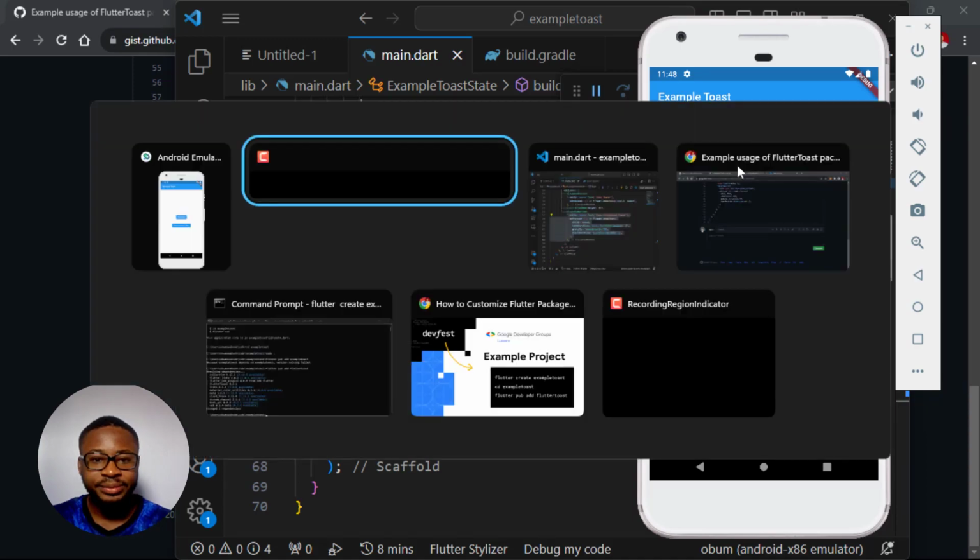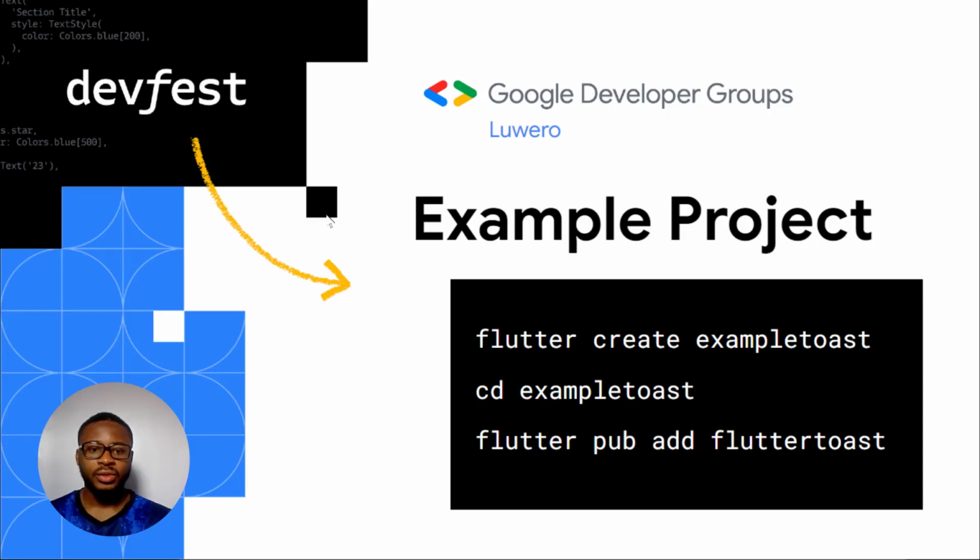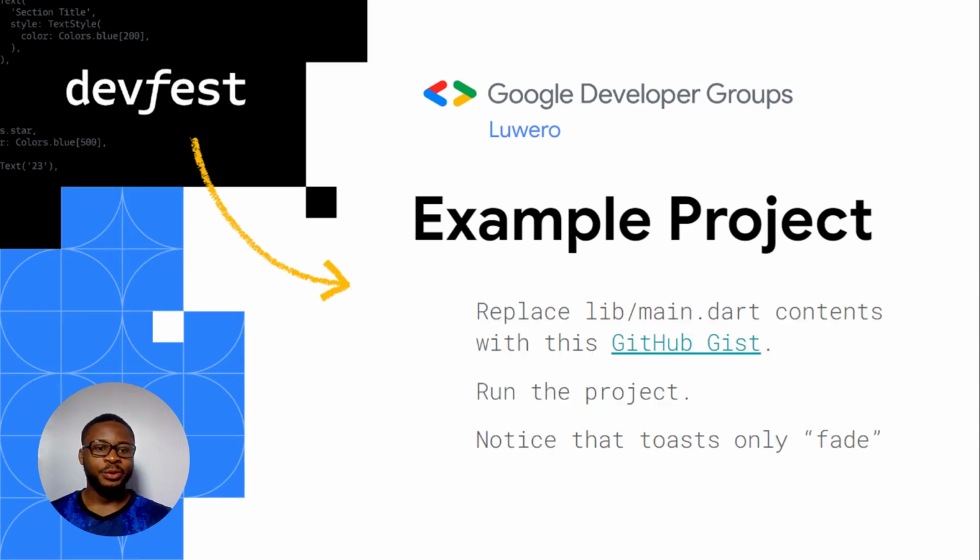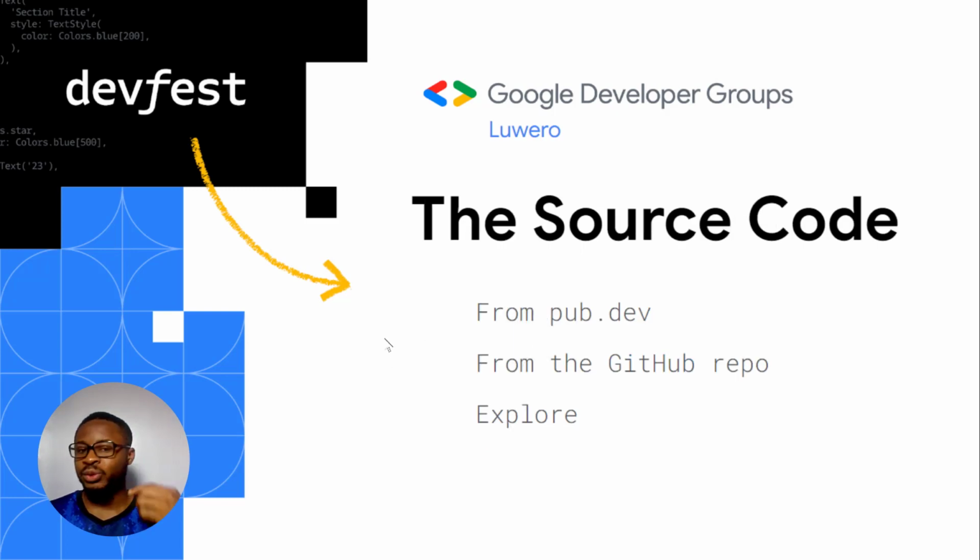So this is it. We've done this already. We've generated our example toast Flutter app, added the FlutterToast package, set the code, run it, and noticed the fade transitions. So let's add the slide in and slide out transition. We could have added other animations instead of just slide in, slide out, but let's just do one to showcase that we can actually customize the package. So we have to understand the source code.